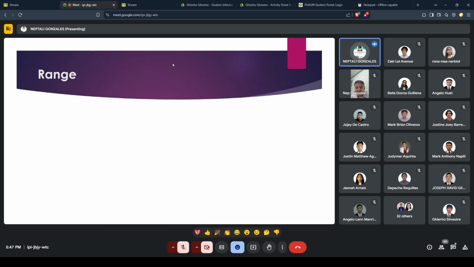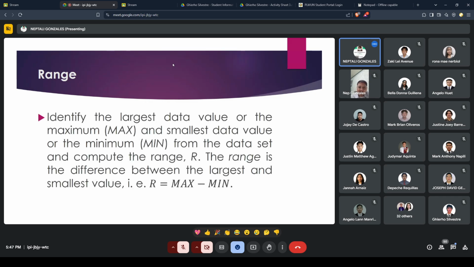So the first that we are going to compute is the R or the range. It is very easy to find the range. Identify the largest data value or the maximum, max, and smallest data value or the minimum from the given data set and compute the range R. The range is the difference between the largest and smallest value. That is R is equal to max minus min.